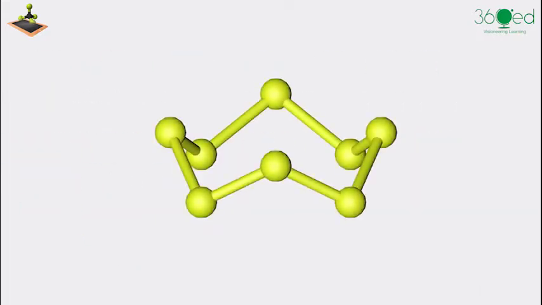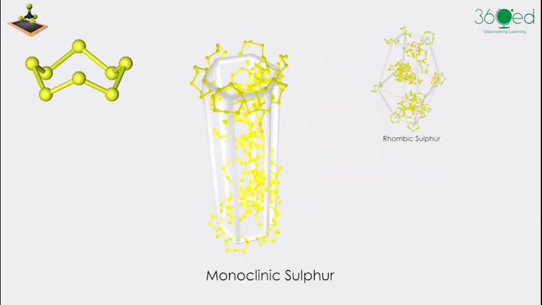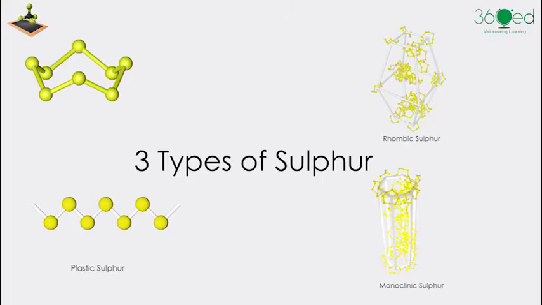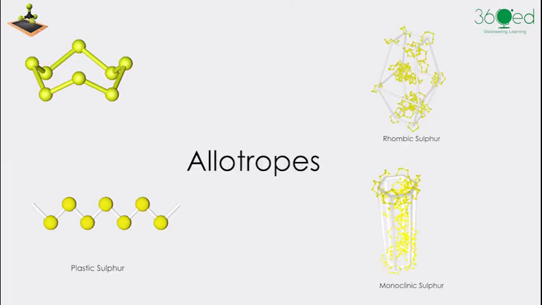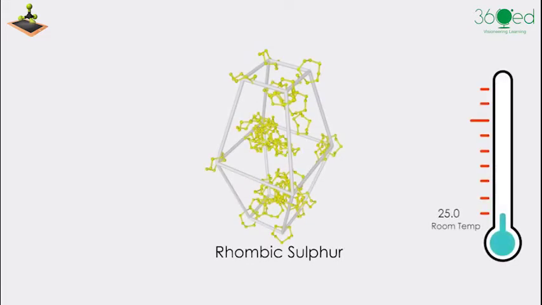Mostly, a molecule of sulfur consists of 8 atoms joined together to form a ring, as you can see in the figure. Sulfur can exist in different allotropic forms, such as rhombic sulfur, monoclinic sulfur, and plastic sulfur. They are all called allotropes of sulfur. At room temperature, sulfur exists as rhombic sulfur.